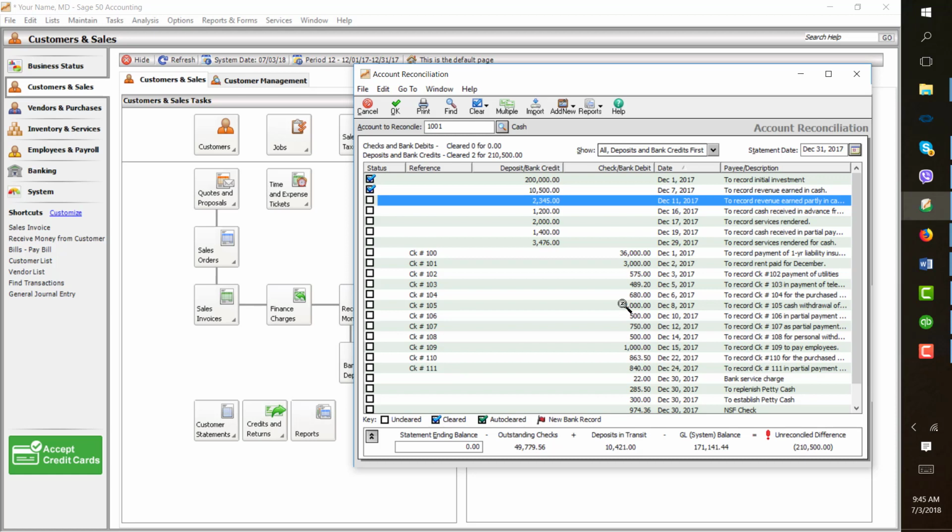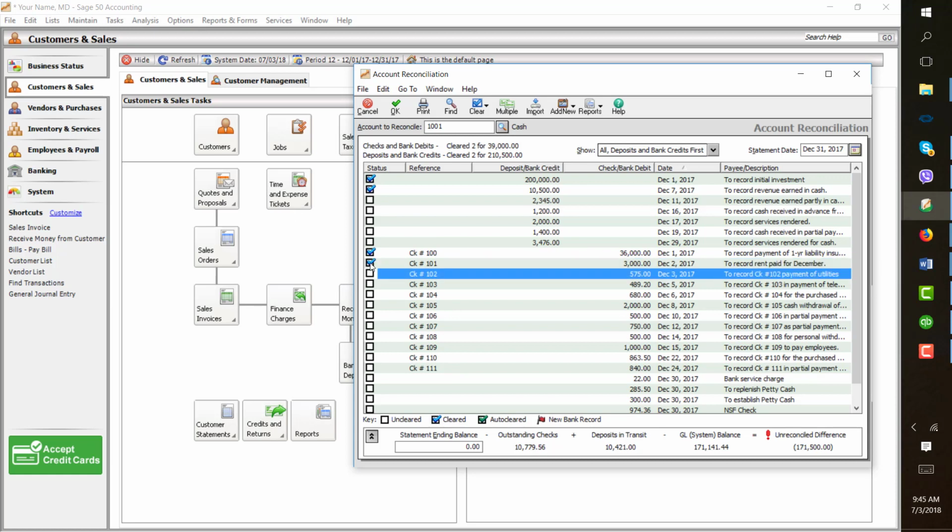So focus on the check number and the dollar amount because you may have the same dollar amount but different check number since the payee's name does not appear in the bank statement. So your control for accuracy will be the check number and the dollar amount. I will mark a few of these, like check number 100 for 36,000 has been paid and check number 101 for 3,000 has been paid, and so forth.